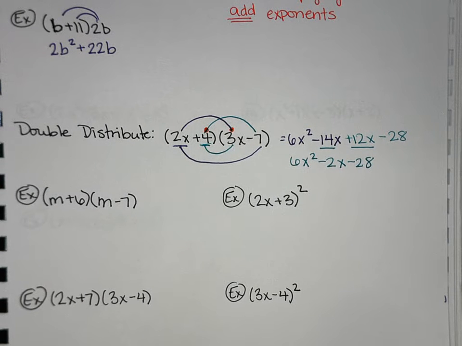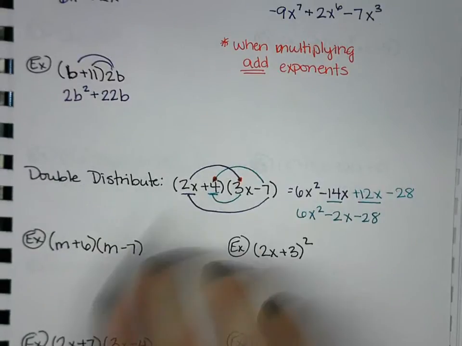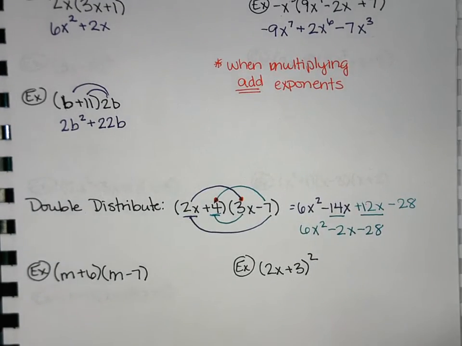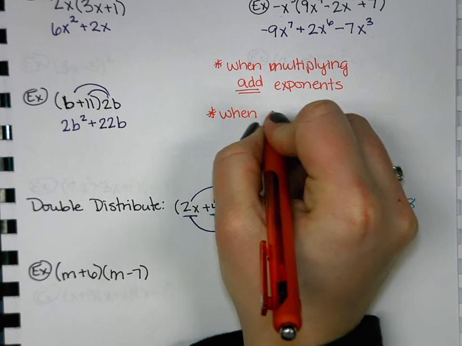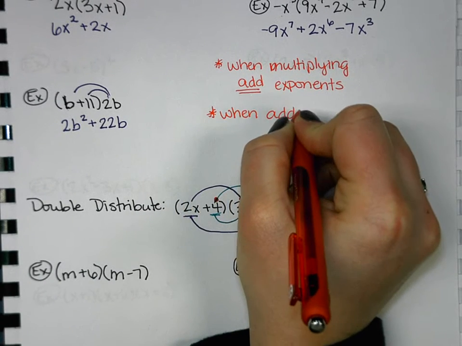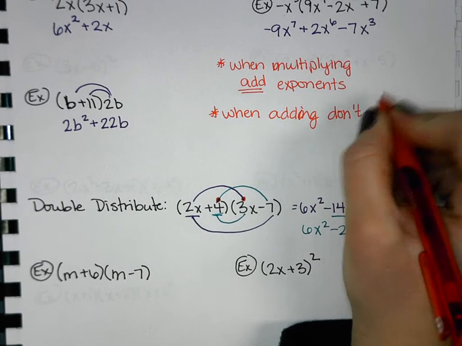You don't have to use FOIL. You can just use double distribute. That's usually what I call it. But foiling is just an acronym people use to help keep things in order. For the one that we just did, why wouldn't it be minus 2x to the second? So remember, when multiplying we add the exponents. When adding, we don't change the variable and exponent.